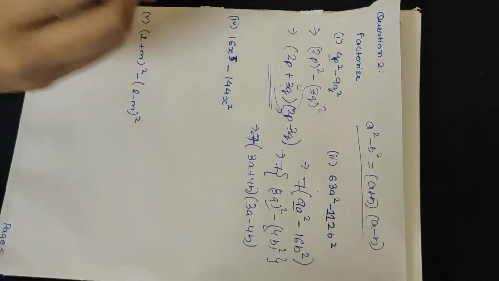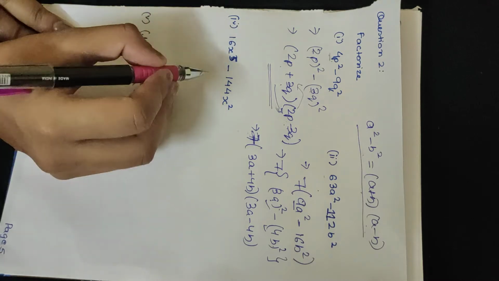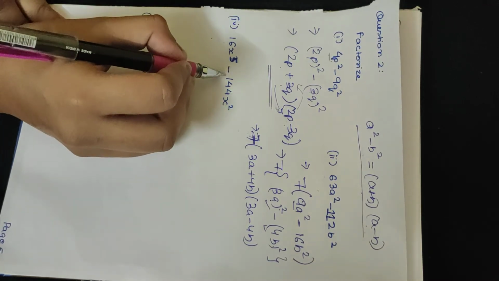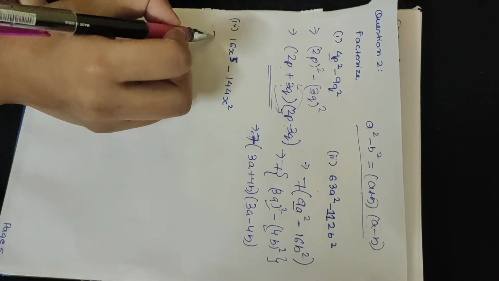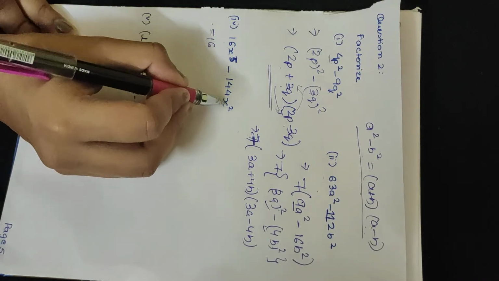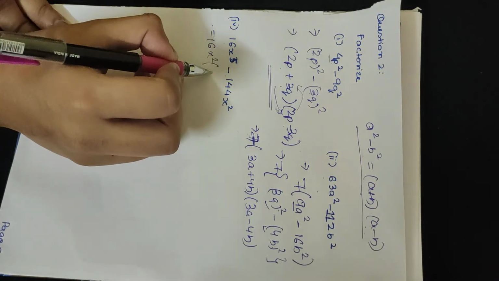It is 16x to the power 5 minus 144x square, which is question number 4 of exercise 14.2. So here how are we going to solve it? First of all, what is common? You see here, this number can be divided by 16. So 16 is common and x square is common. So what will be left?